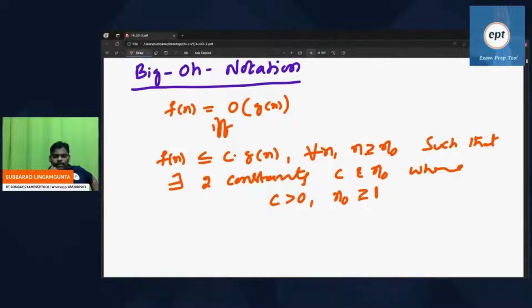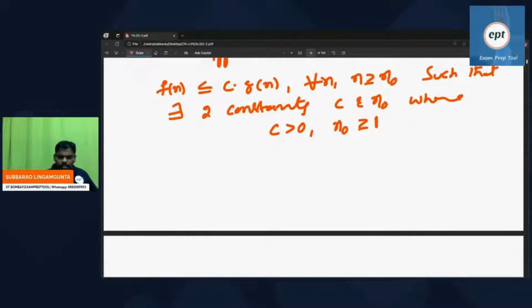Sunny, please let me know, do you have any doubt till now? Sunny, let me know if you have any doubt till now. I have just written the definition. When I take the examples, mostly you will be okay. Yeah, let's take the first example.